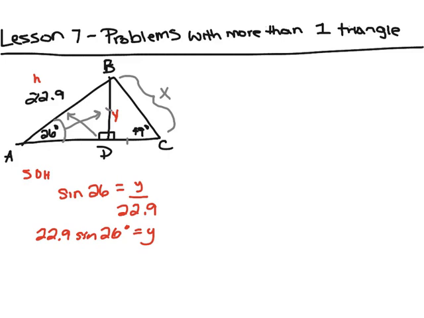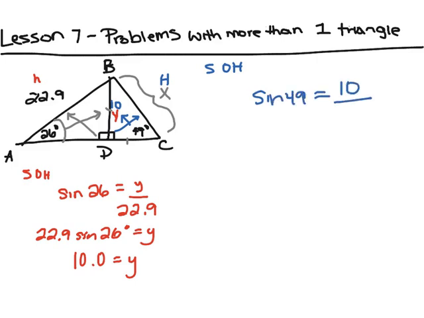We should get, to one decimal place, 10.0. So BD, let's do a different color, is 10. Now that we know 10, that's still our opposite side from 49, and we want to find the hypotenuse. So we have an O and an H again, so we're going to use sine. So sine of 49 degrees is equal to opposite, which is 10, over hypotenuse, which is our X.